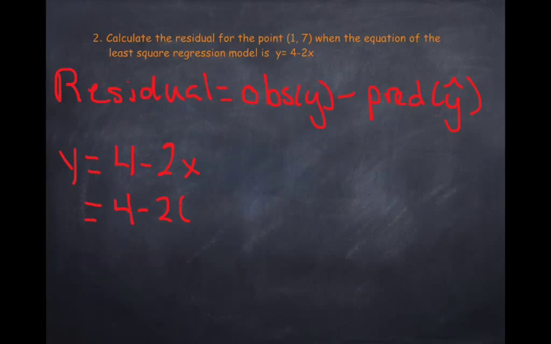And so you're going to have 4 minus 2 times 1, equal to 4 minus 2. And so 4 minus 2 is 2. There is your y hat. You're going to plug that in. Your observed y is from the point (1, 7), and so 7 is y. And so you're going to have 7 minus 2, and so your residual is going to be 5.